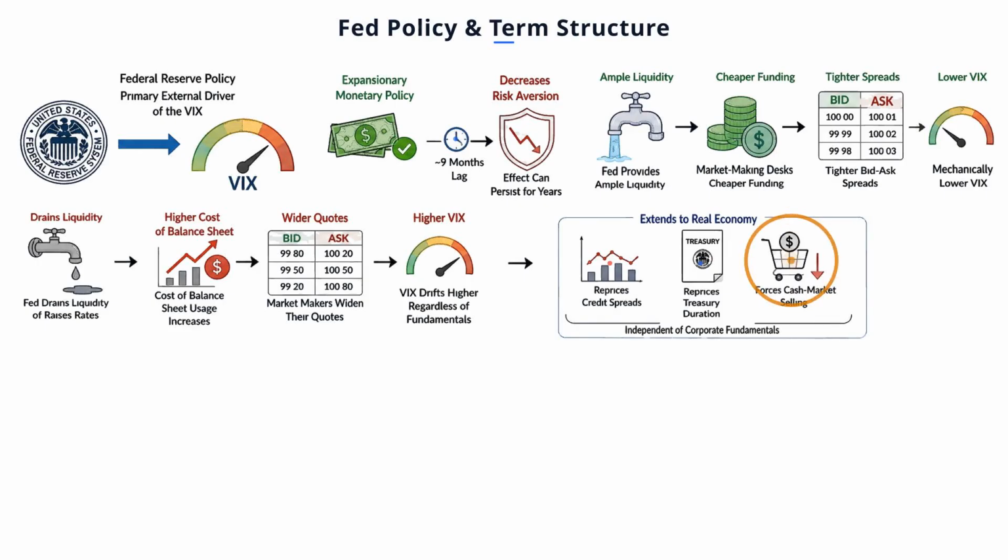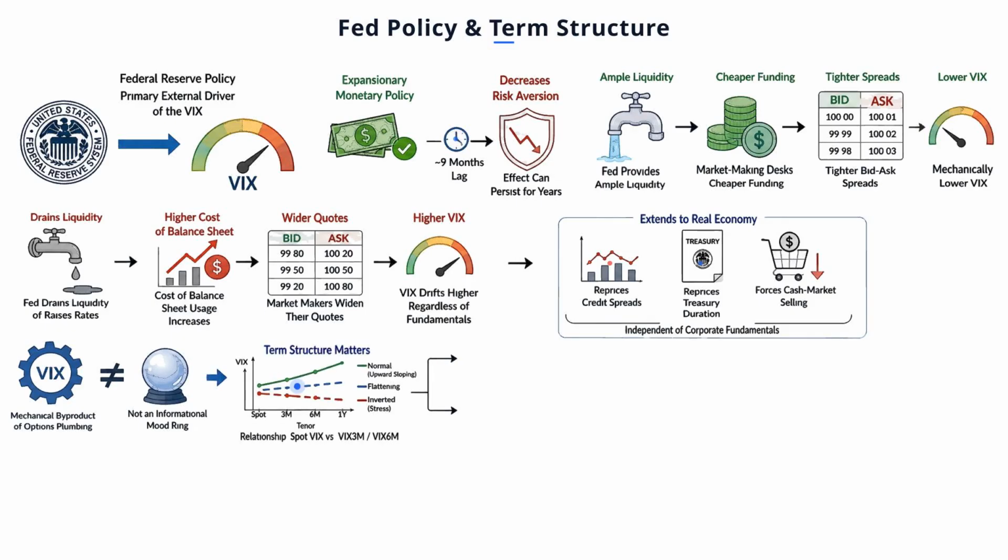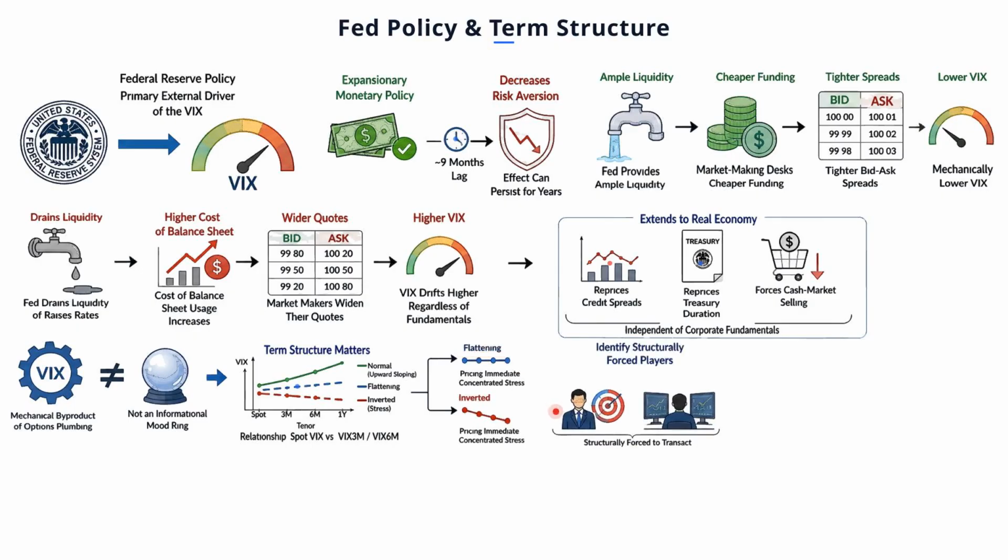For the long-term investor, the edge lies in recognizing the VIX as a mechanical byproduct of options plumbing, rather than an informational mood ring. The absolute level of the VIX is less instructive than its term structure, the relationship between spot VIX and its forward-dated counterparts, like the VIX 3M or VIX 6M. A flattening or inverted term structure signals that the market is pricing immediate concentrated stress. By identifying the players who are structurally forced to transact, such as vol-targeting funds or gamma-hedging market makers, an investor can distinguish between fundamental deterioration and a reflexive positioning unwind.